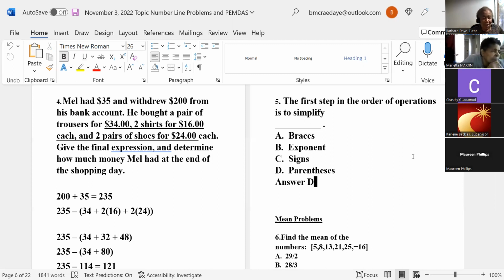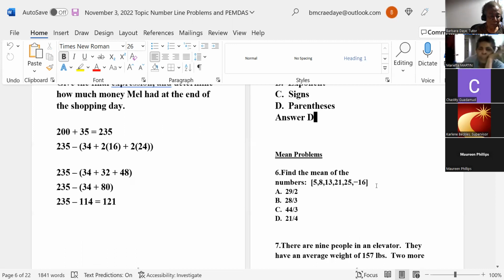All right. But as long as you know, first order of operations is to simplify parentheses. All right. Now, some of you said you had problems with number 6. Now, number 6, the original one I sent you, the choices were incorrect.